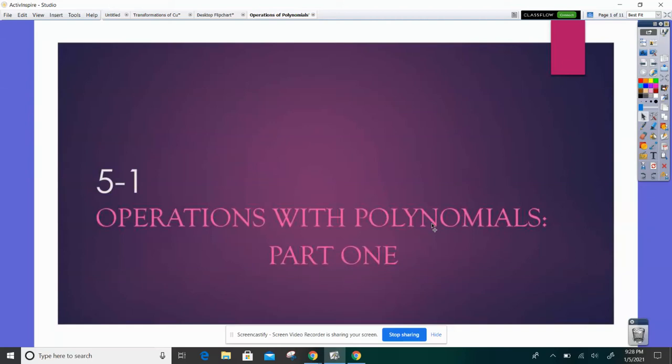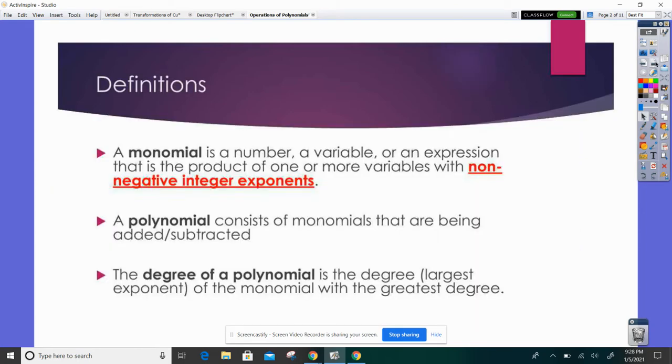All right, so today we're going to be talking about operations with polynomials. So the first thing that we're going to start off with are a few definitions. A monomial is a number, a variable, or an expression that is the product of one or more variables with non-negative integer exponents. Okay, so this part that's underlined in red here is very important. Non-negative integer exponents. Okay, so if it has a negative exponent or if it has a fraction exponent, anything like that, it's not considered to be a monomial.